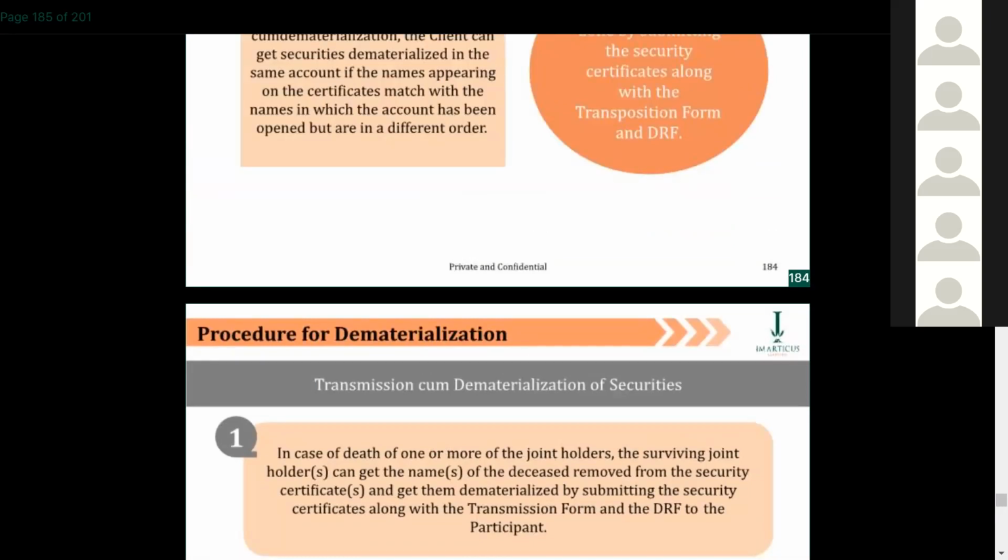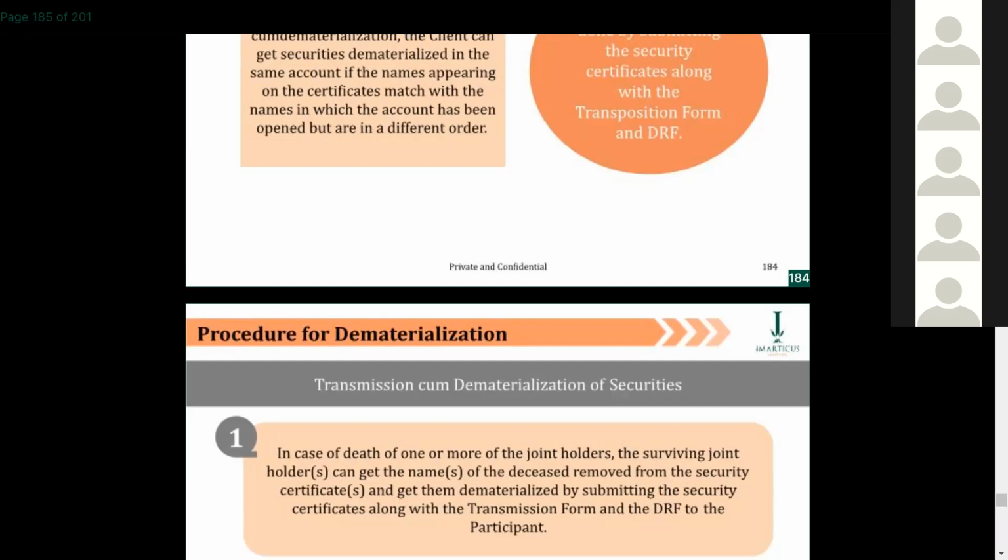Ma'am, beneficiary's identification proof. If the beneficiary is not a surviving holder, then yes, but one more document which is the basis of transmission. Ma'am, death certificate. Yes. So death certificate of the deceased is the most important document for transmission.